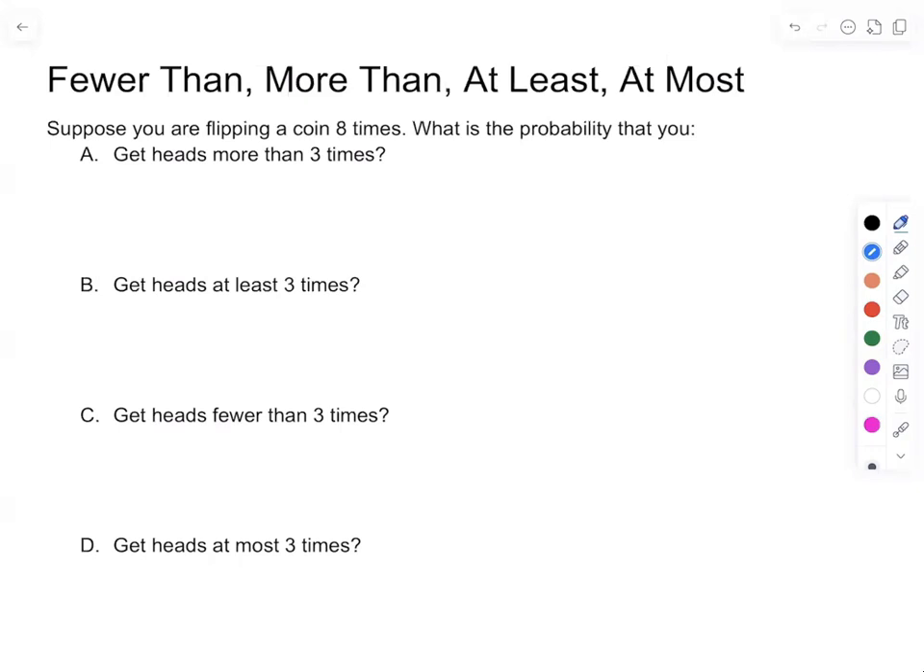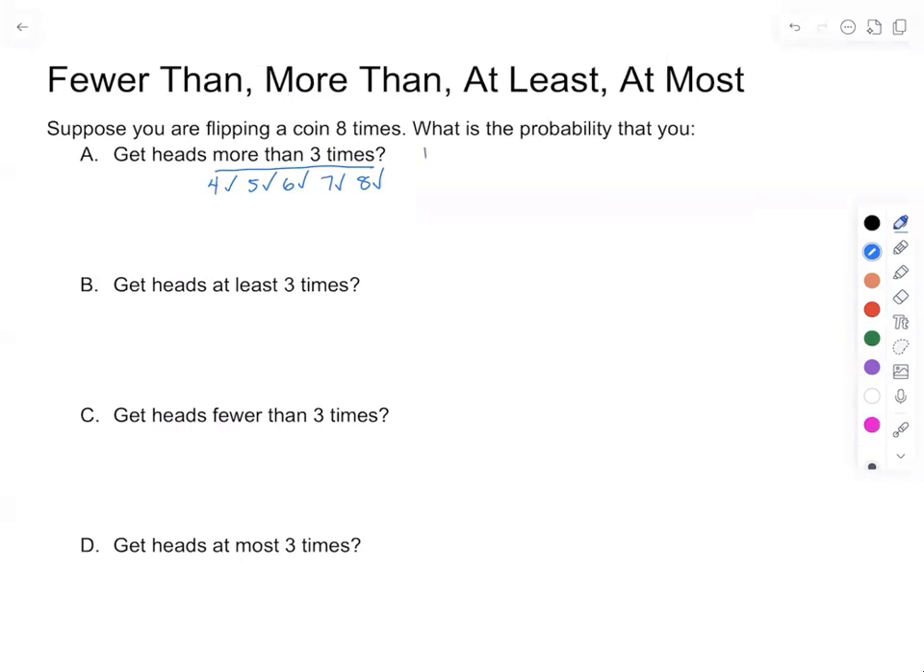So this first one is more than 3 times. More than 3 is bigger than 3. So 4 is bigger than 3, I'll have to do that. 5 is bigger than 3. 6 is bigger than 3. 7 is bigger than 3. And 8 is bigger than 3. And I stop at 8 because I can't get more heads than there are trials. So I can just stop at the number of trials.